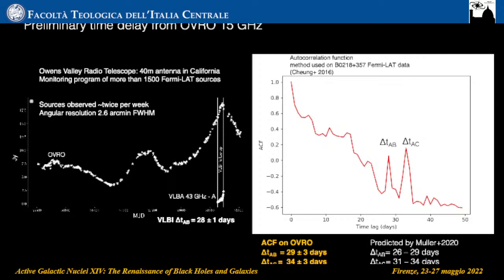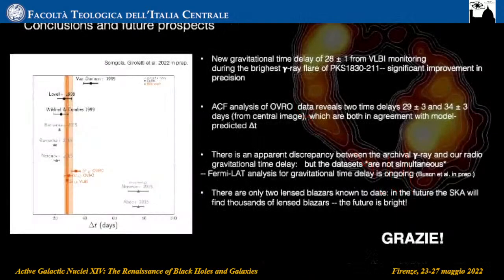And this is exciting because it's the first tentative detection of the time delay with the central image. And it's, again, in good agreement with the prediction of Mueller, which is reassuring. So to conclude, our new measurement for the time delay in PKS 1830 is precise, more precise than before, and this gives us really the opportunity to compare this with the gamma ray gravitational time delay.